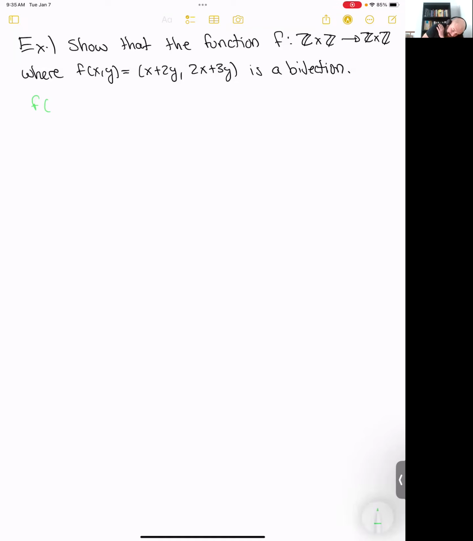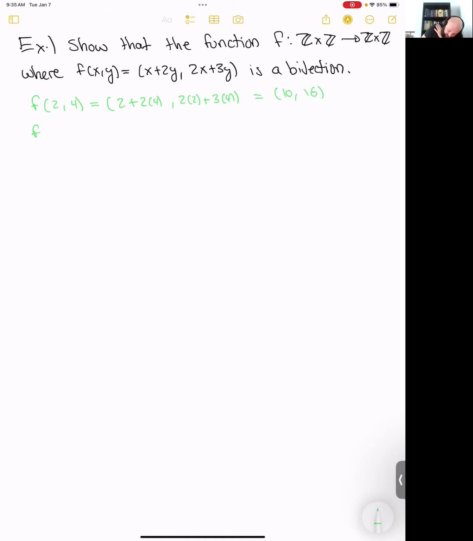I'm not going to do much of a sketch this time, but let's just make sure that you understand how this function works. So if I plug in 2 comma 4, then I get 2 plus 2 times 4, and then we get 2 times 2 plus 3 times 4, right? Just plugging in the corresponding x and y's into the formula. And so what do we get here? We get 10 comma 4 plus 12 is 16.